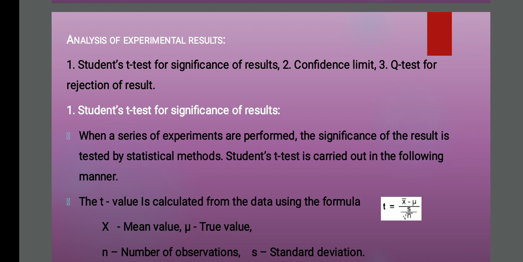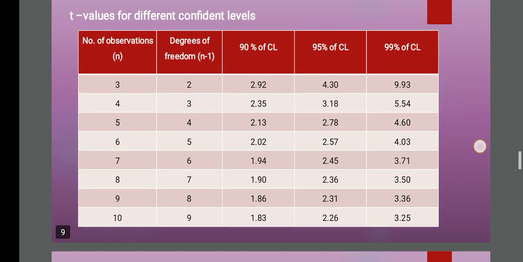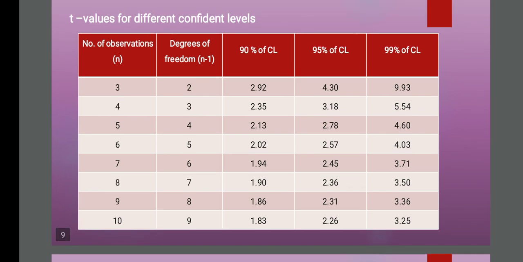What you have to do here is substitute the values in this formula and compare. We have a t table, and I'll show you. So this is your t table. After substituting the mean value, the true value, the number of observations, and the standard deviation value in the t formula, you have to take this table.